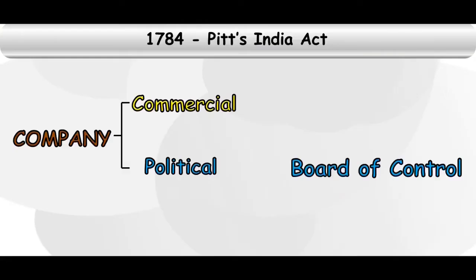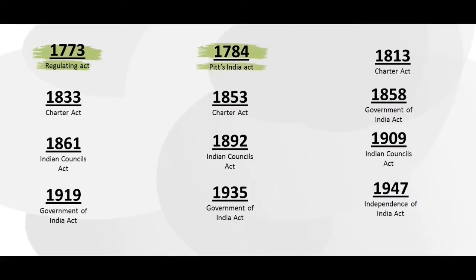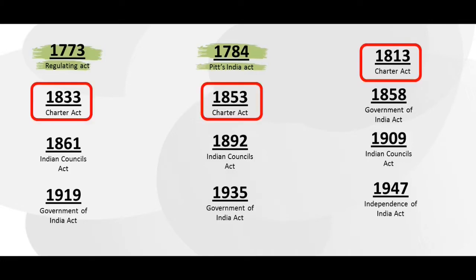And for that purpose, the Board of Control was formed. So now we have two institutions: the Court of Directors to oversee the commercial activity of the company, and the brand new Board of Control to oversee the political activity of the company. And we are done with the two regulating acts, the Act of 1773 and Pitt's India Act of 1784. Now let's talk about the Charter Acts.